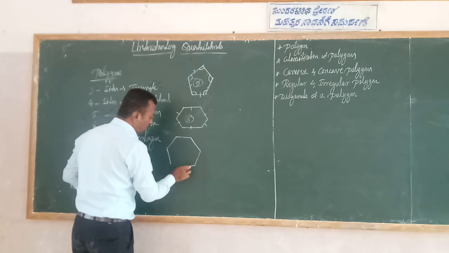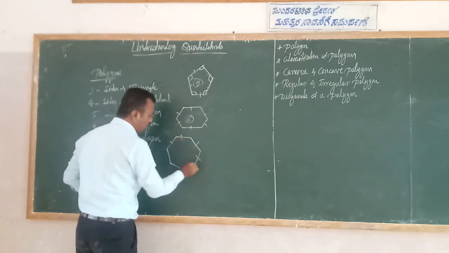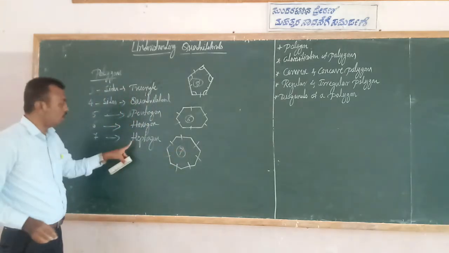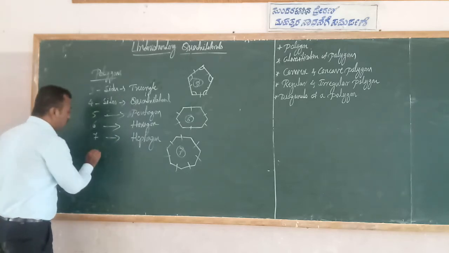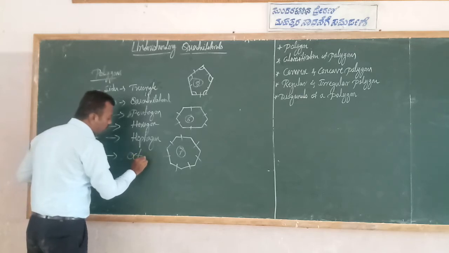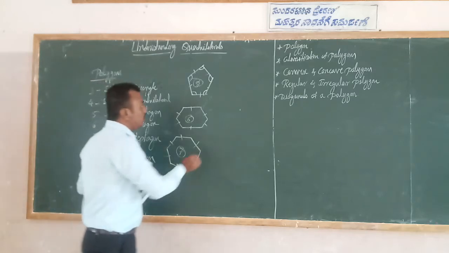1, 2, 3, 4, 5, 6, 7. So this is a seven-sided polygon. That is called what? Heptagon, or septagon. Both are the same. Next, the eighth one. Eight-sided polygons are called octagons.